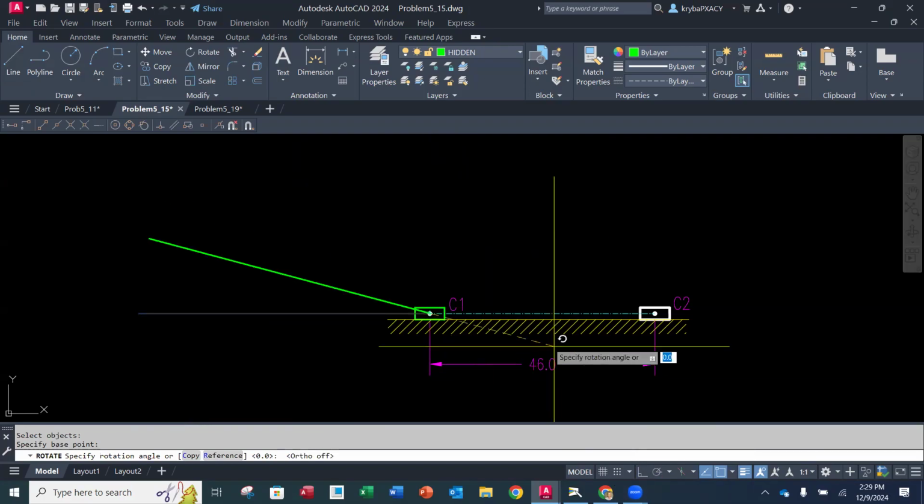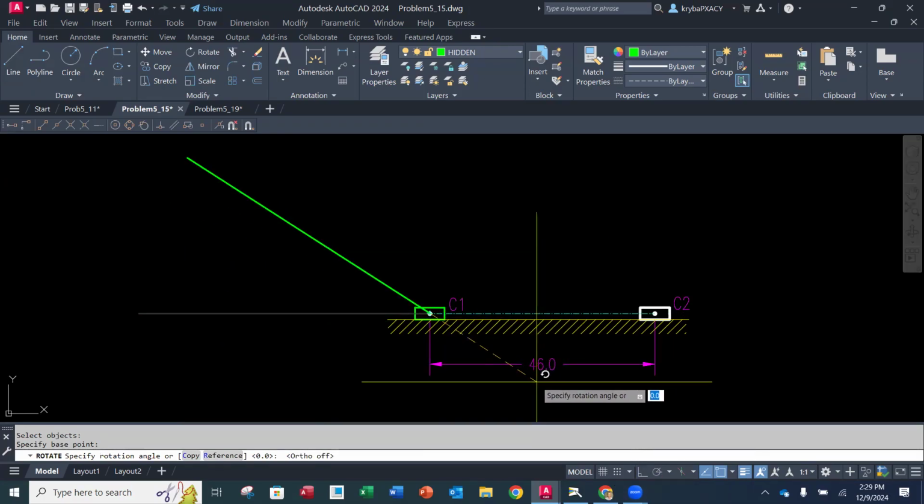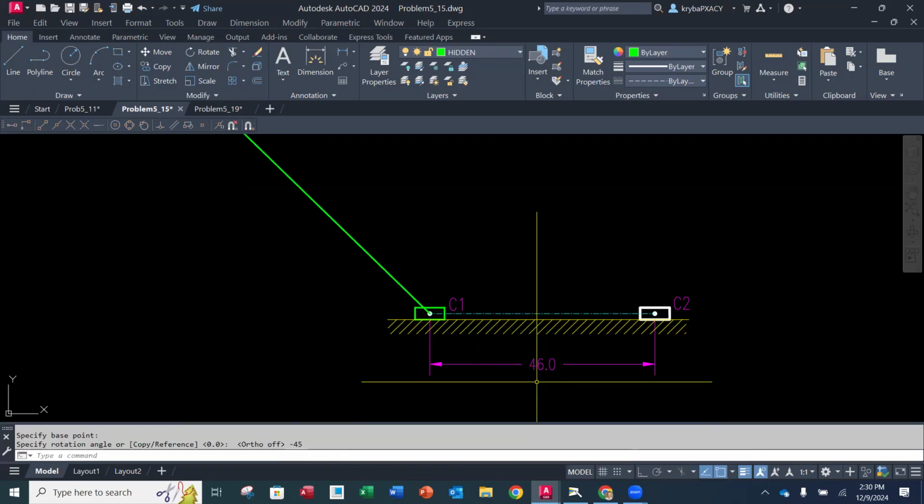I'm going to turn off my ortho now. I don't want to copy this because I don't want to leave a copy behind. So I'm not going to do C, but I'm going to go in a clockwise direction. So that means I need to put a negative 45. You've got to put a negative in front so it rotates clockwise in this case. So this is going to be the direction of my A to C1.